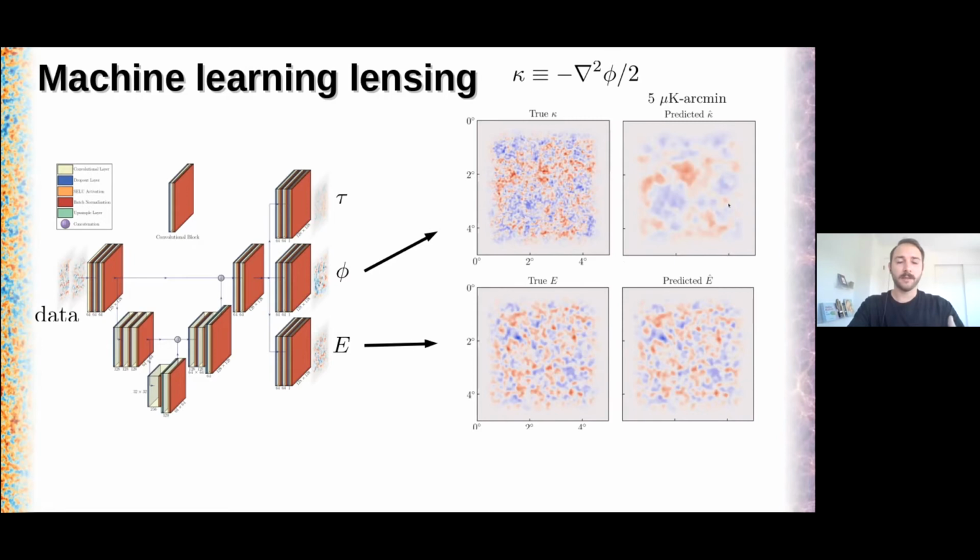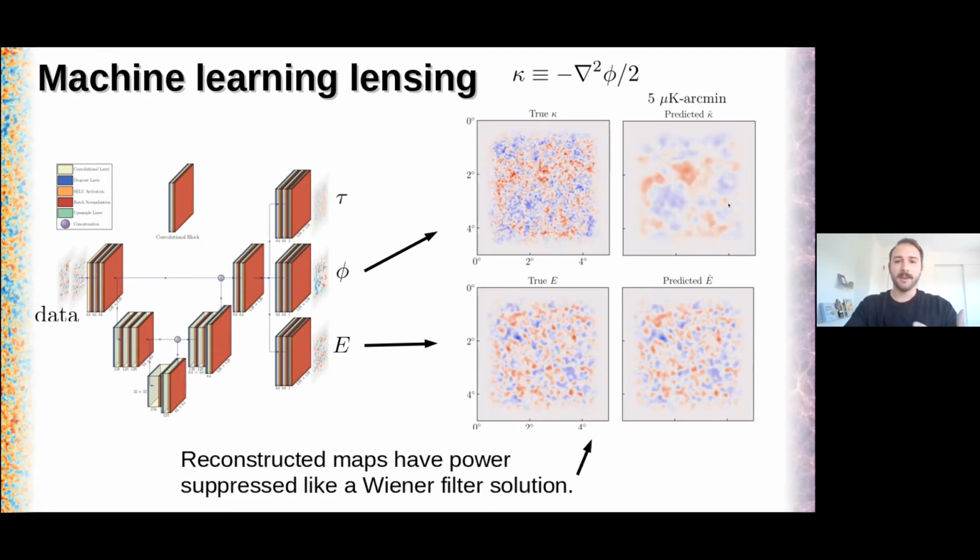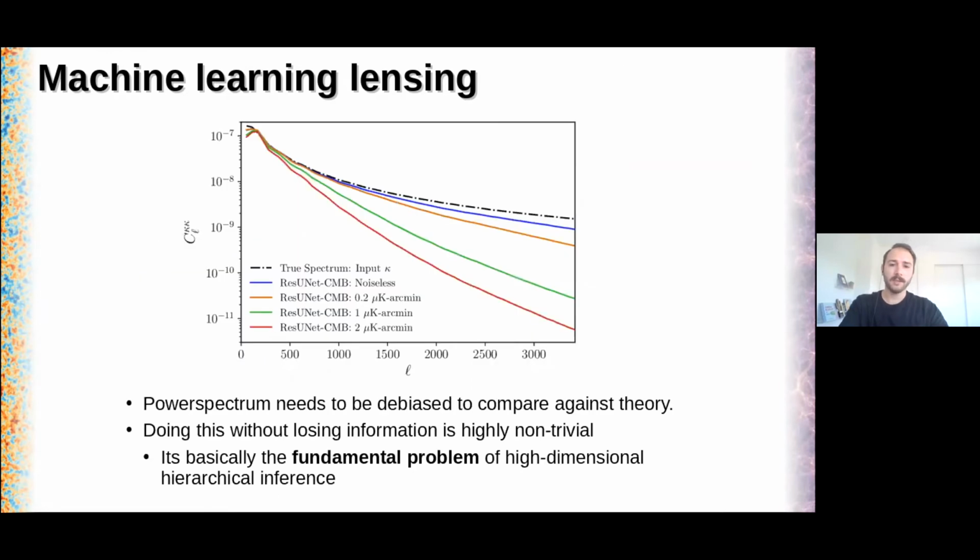It's like a Wiener filter. Actually, these things basically effectively compute kind of like a nonlinear Wiener filter. But that means that the power is suppressed on scales where the signal to noise is low. And so you can see this in the power spectrum of those reconstructed maps. For example, as you vary the noise of the data, you get a different amount of Wiener filter-like suppression, and you're never actually recovering the theory spectrum of the thing you're trying to reconstruct. So in terms of comparing to theory, this is difficult. You have to debias this somehow.